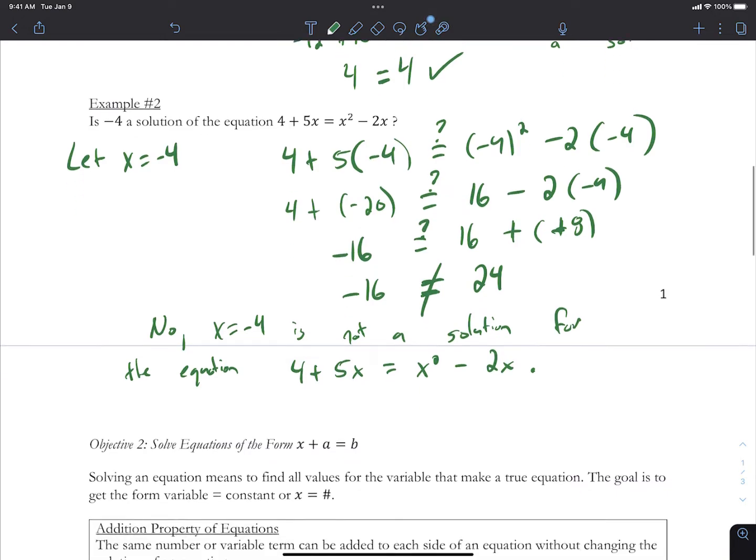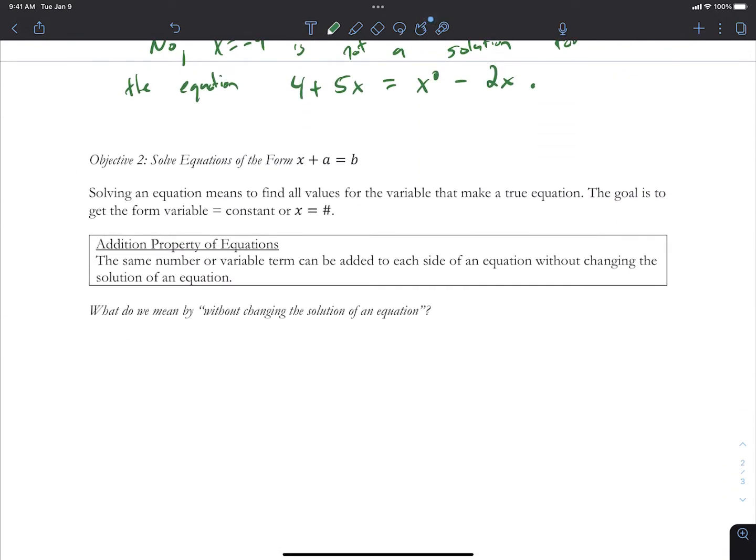Right. So now what we have left in this section is giving you some tools, some properties, so then we can actually begin to solve equations. So the first property we're going to look at is addition. So we want to look at equations in the form x plus a equals b, right? Or in other words, a and b are constants. So you're going to have x plus some number equals some number, and how do we solve this type of equation?